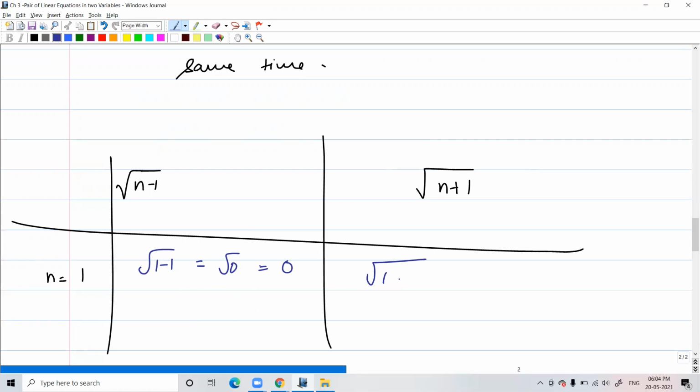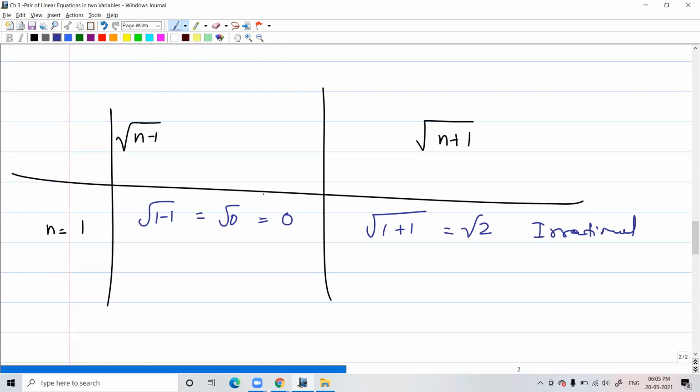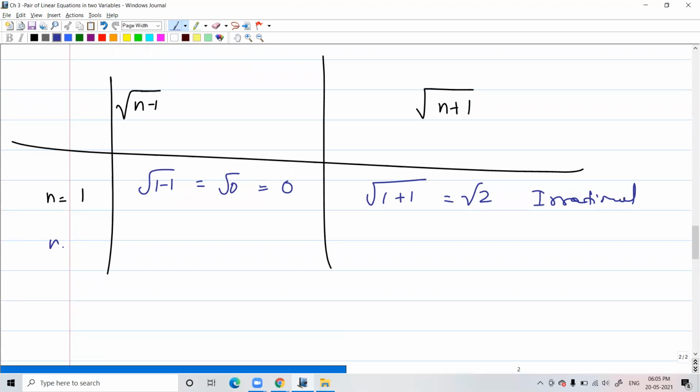If n is equal to 1, then 1 plus 1 will become root 2. And as you can see, this is irrational. Okay. Now let's try n is equal to 2. So this is 2 minus 1. Sir, so both can be irrational, no, sir? Like, is there a chance? Yes, both can be irrational. That is okay. They can be irrational, but both of them cannot be rational at the same time.